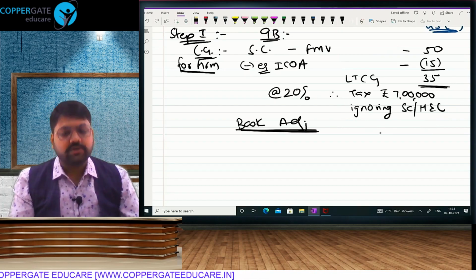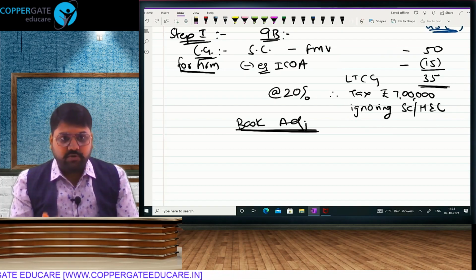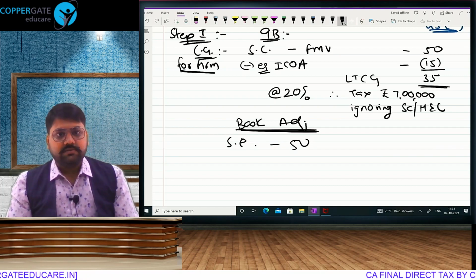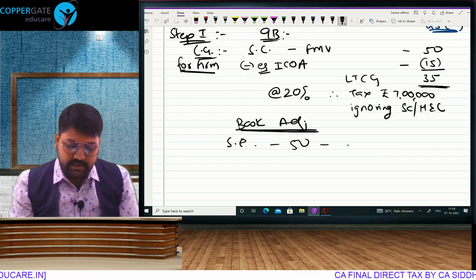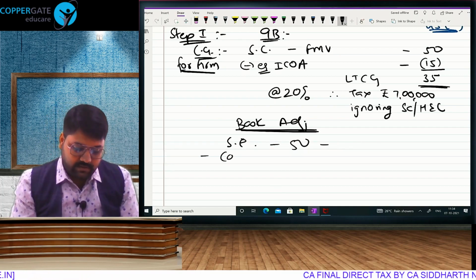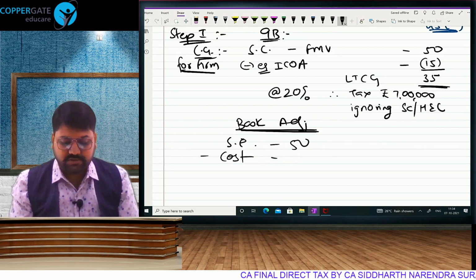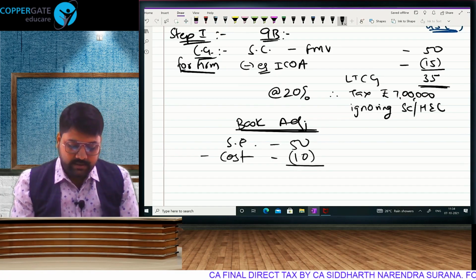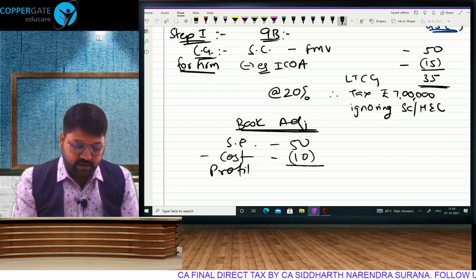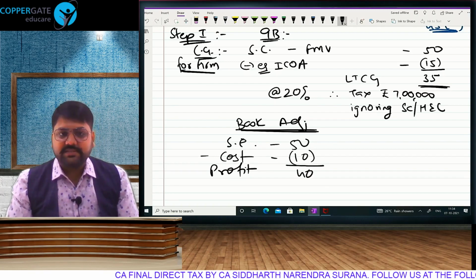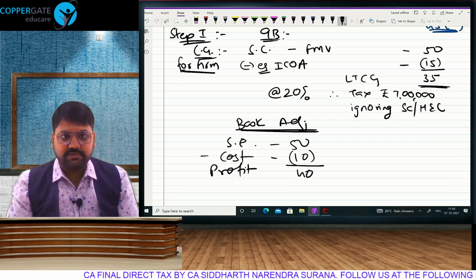So in books of accounts, what we will have to do? We will have to remove our land. So we will have to take selling price as 50 lakh rupees minus the cost of acquisition. As per books, what is the cost of acquisition? In accounts, we don't have index cost, no? 10. So what is the profit that we will record in books of accounts because of our land? 40 is the profit that we will record in our books of accounts.